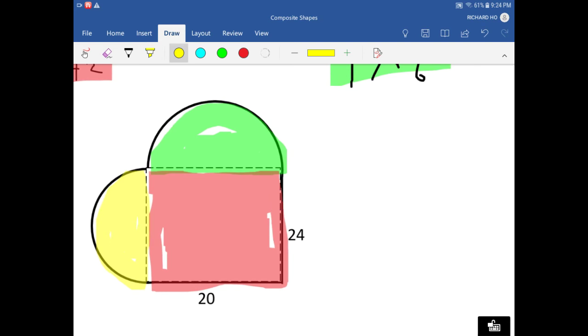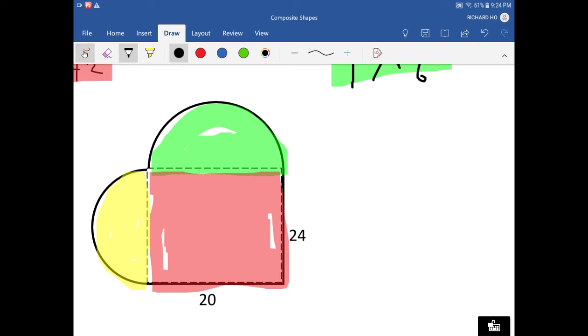Okay, over here. So if that's 20 here, that means this radius right here is 10. And if that's 24, that means this radius here is 12, because the diameter would be twice that. So that's all the information you need to solve this. For the red one, it's going to be A equals 20 times 24. That's 480.